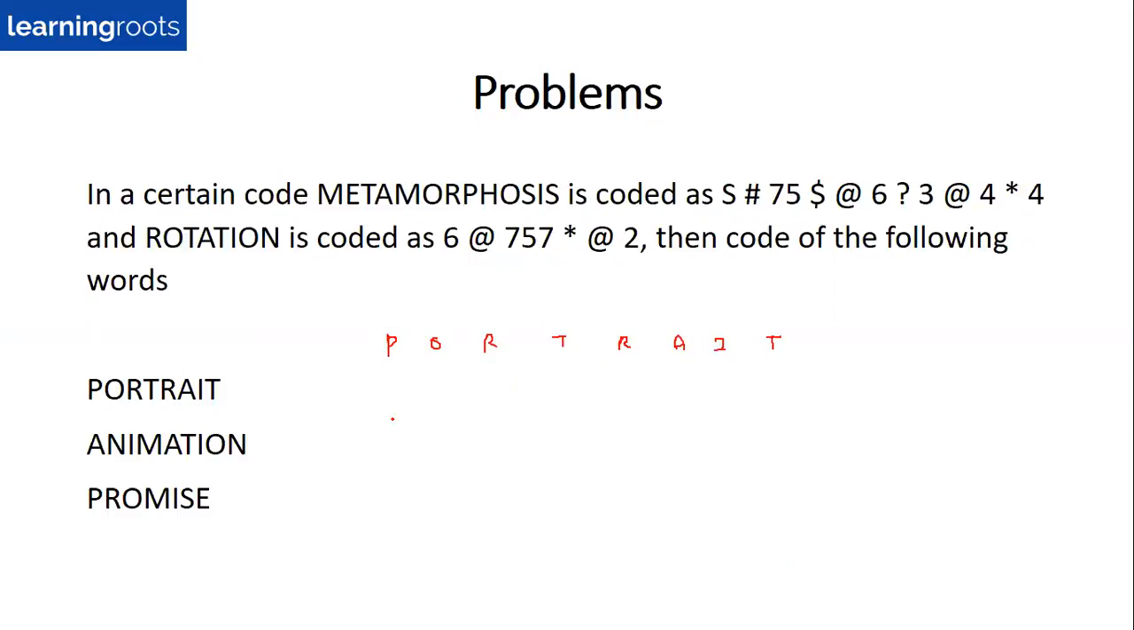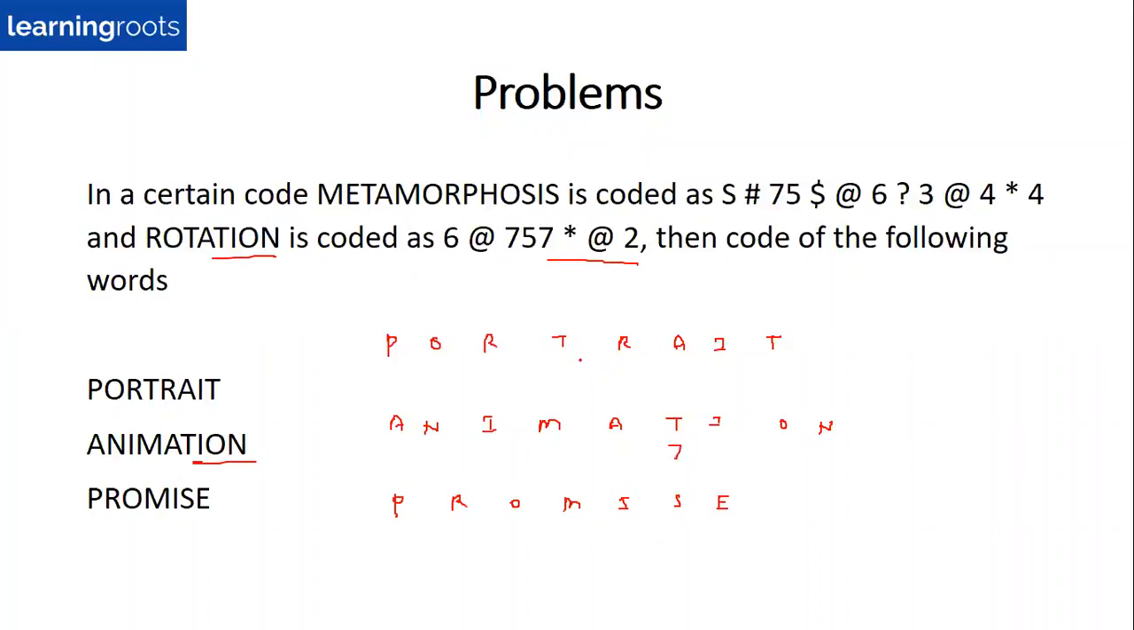Okay, and then you have animation, and then you have promise. So you can do this if you have more than 2 or 3 words, because that becomes easier to do than solving each of them individually. So the first thing that I look at is, okay, TION is simply repetition of this. Okay, so in this word, I can do TION as 7.